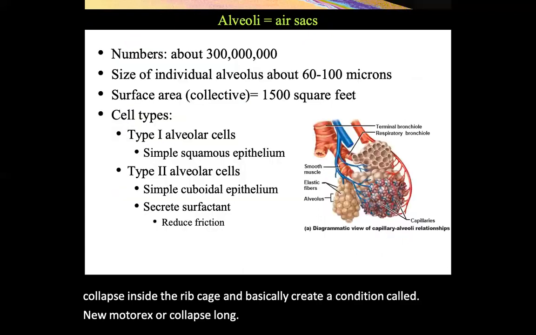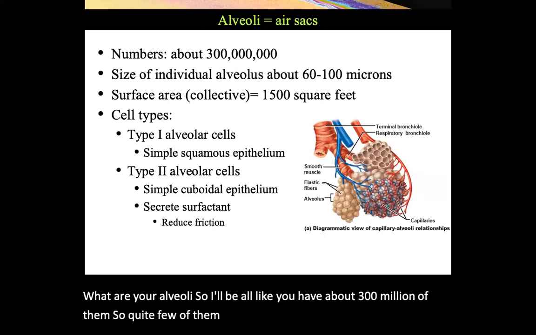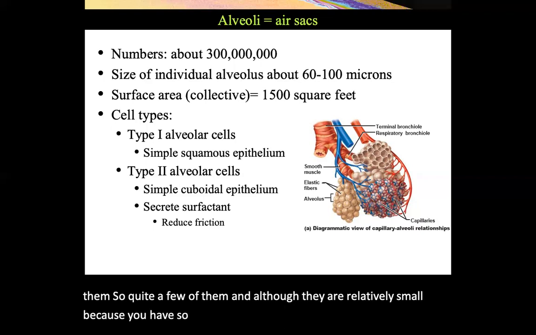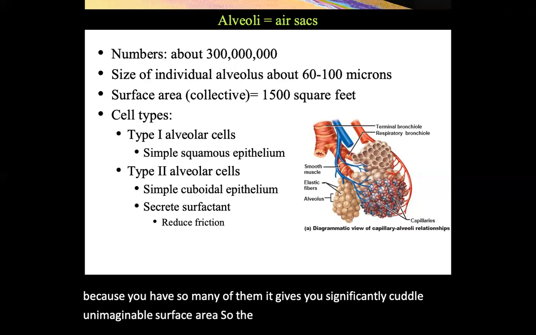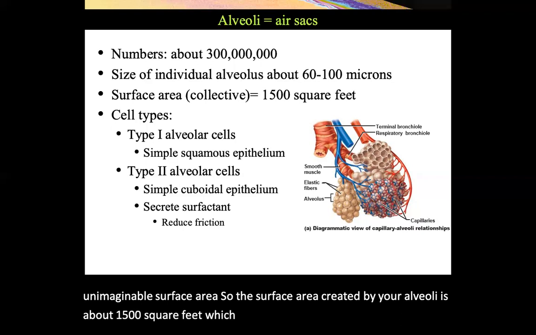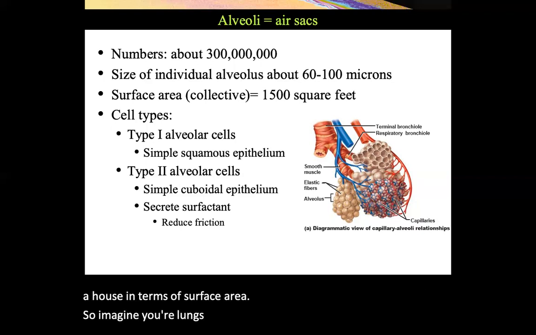So what are your alveoli? You have about 300 million of them, so quite a few. Although they are relatively small, because you have so many of them, it gives you an almost unimaginable surface area. The surface area created by your alveoli is about 1,500 square feet, which is basically the size of an average house. So imagine your lungs with this significant surface area inside of them.